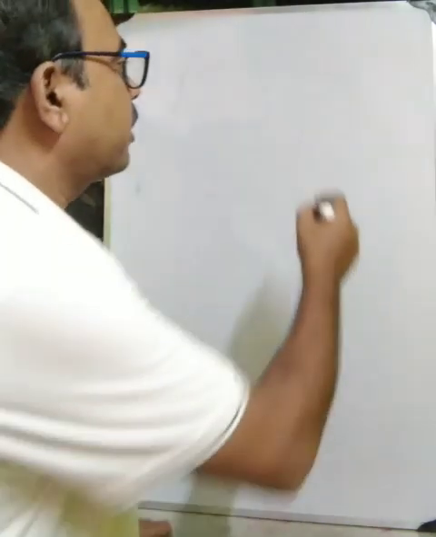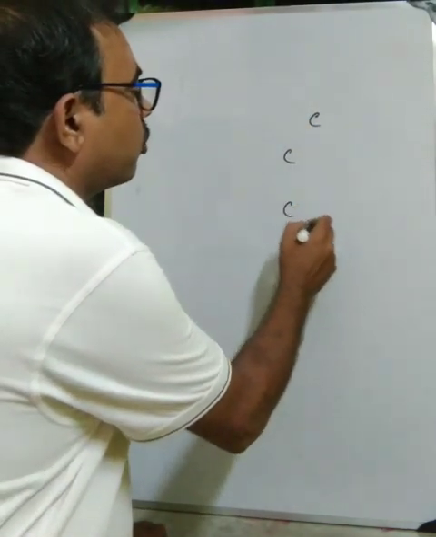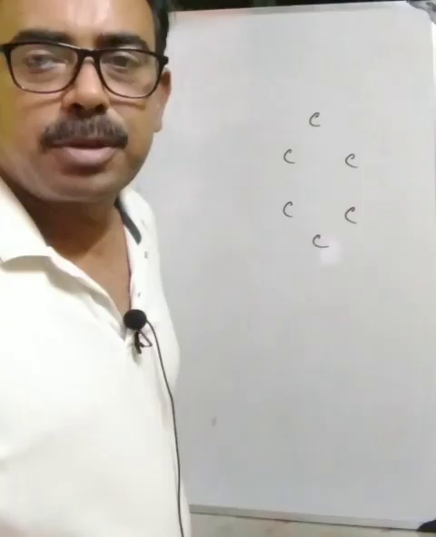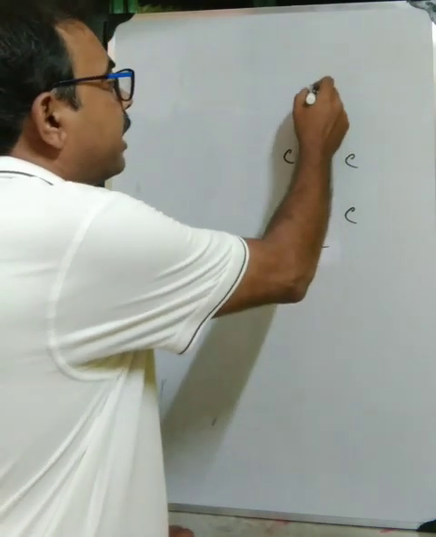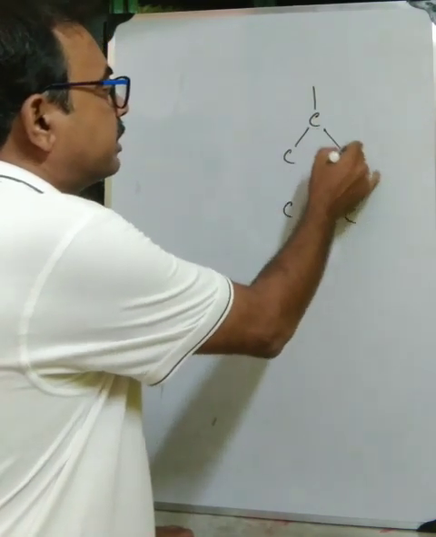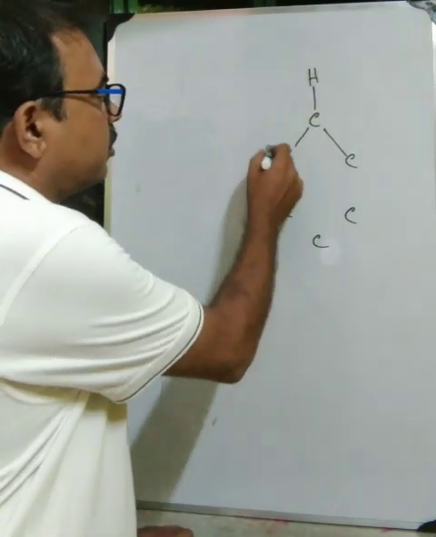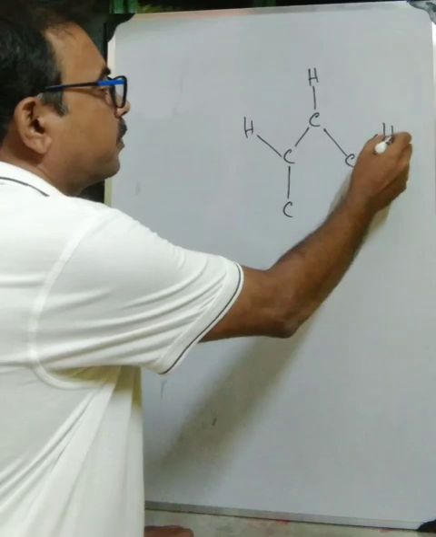You know the structure of benzene. Benzene is a cyclic and planar structure where 6 carbon atoms form a hexagon in the same plane. Each carbon is sp2 hybridized. That means each carbon forms 3 planar bonds, and here a hydrogen atom is present. All carbons have a trigonal planar shape.